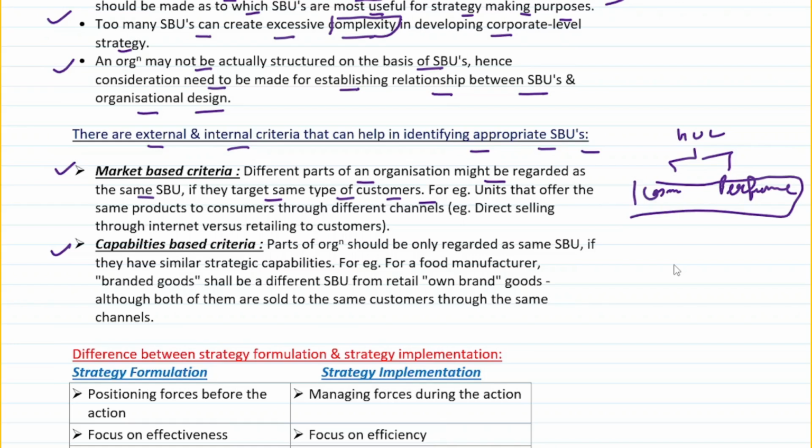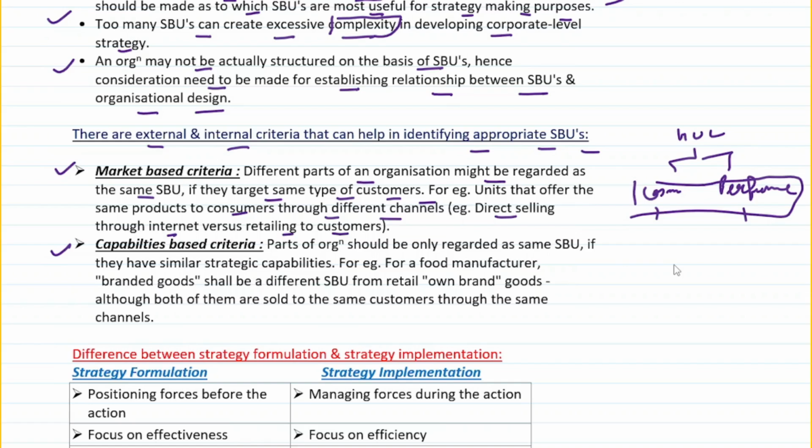Another example is units that offer the same products to consumers through different channels. Now they may have the same products, but they may be distributing through different channels. For example, they can be doing direct selling through the internet versus retailing to customers. So they may have a brick and mortar store wherein they may be selling the same goods or services, and they may be doing that through the internet also, right?